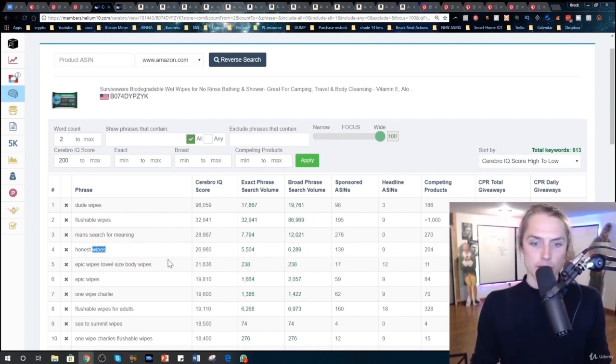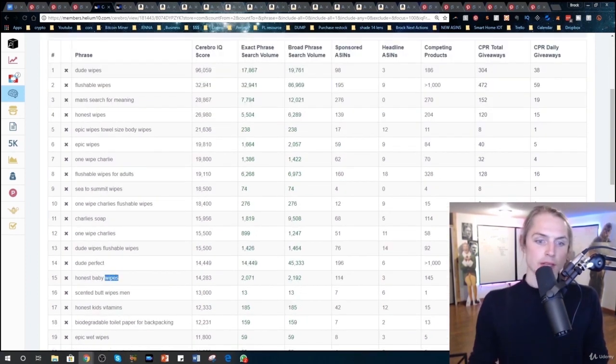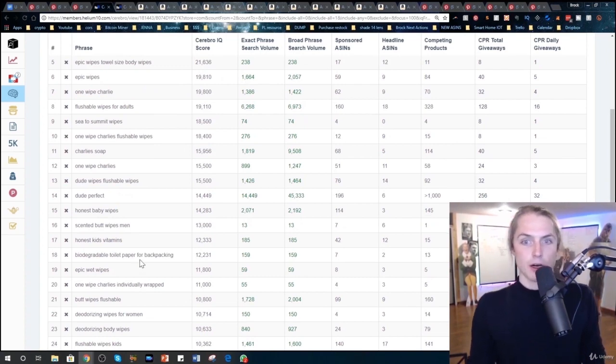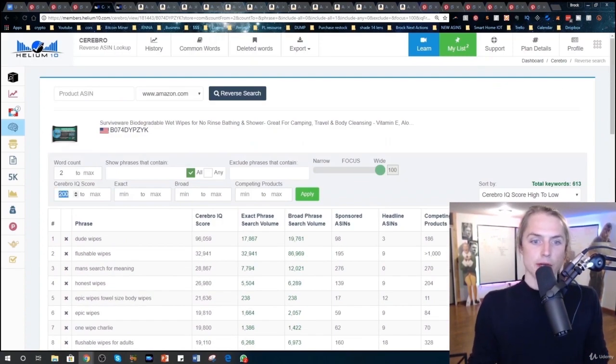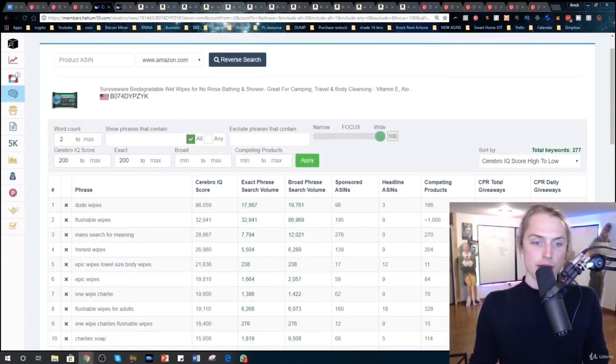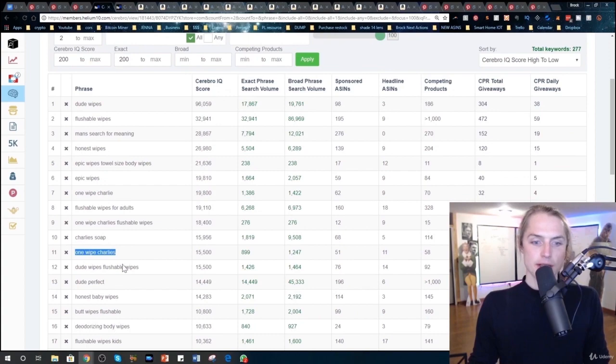So we've got the Honest Wipes. Let's see, what else do we have here? We have the Epic Wipes. Okay, One Wipe Charlie. That must be another brand. Flushable wipes for adults. Sea to Summit wipes. So you're going to get a lot of brands that show up at the top. That's just traditional. That's going to happen. Oh, sorry. We need to do 200 as the minimum exact phrase. Okay, so now we've done that. One Wipe Charlies. That's a brand, I'm guessing.